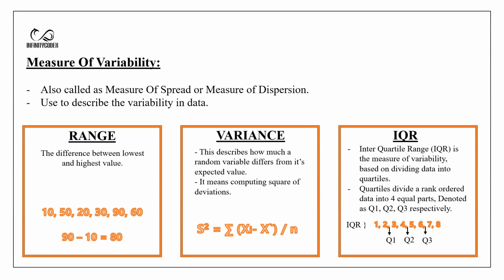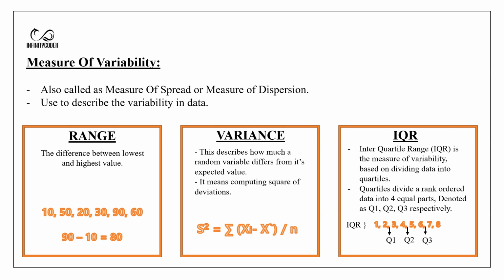Now, what is measure of variability? It is also called measure of spread or measure of dispersion. It is used to describe the variability in the data. It contains range, variance, interquartile range. What is range? The difference between the lowest and the highest value is known as range. What is variance? This describes how much a random variable differs from its expected value. It means computing the square of standard deviation. We will see the variance and standard deviation more when we study the normal distribution.